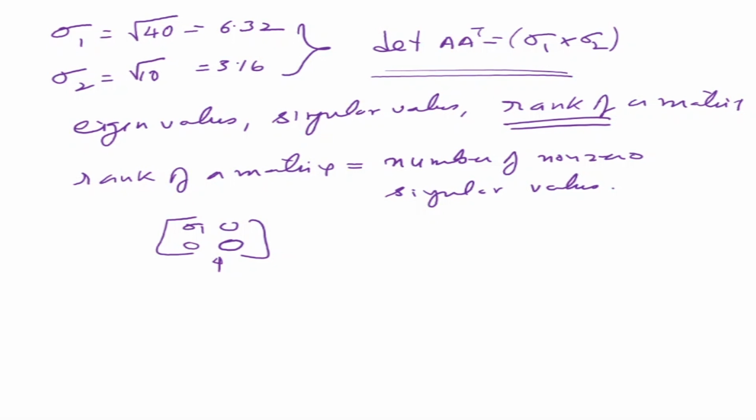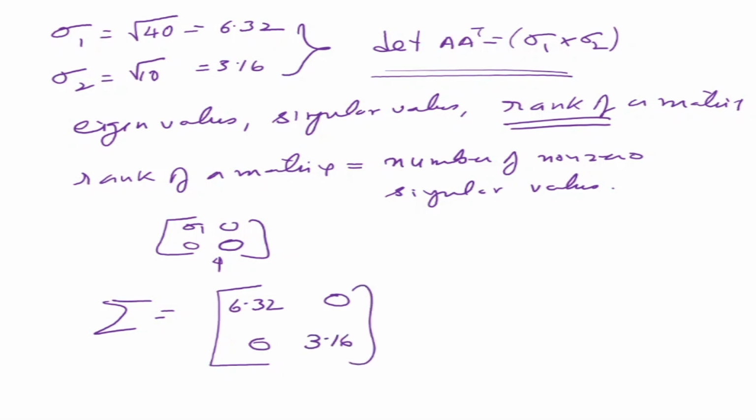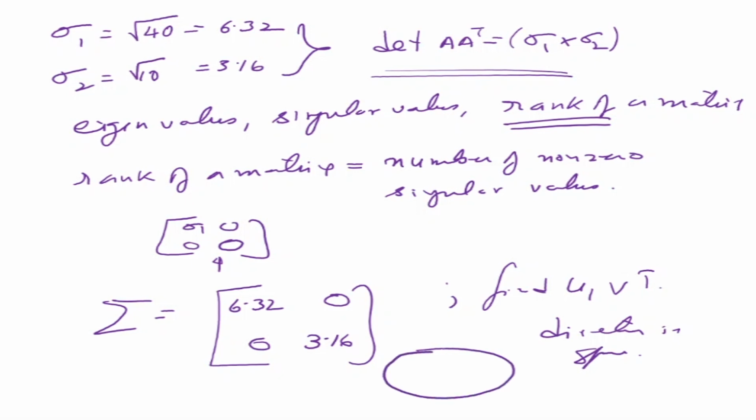So in this particular case, our sigma matrix is equal to 6.32, 0, 0, 3.16. Okay, this is my sigma matrix. I next need to find U and V transpose, because I need the directions in space, the directions in which it can move. I know the magnitude of the ellipse. So the ellipse, or the ellipsoid, that I'm going to draw will be like this. This is going to be my 6.32, that's my sigma 1, and the other side is going to become 3.16. They're not equal, so it's an ellipse.